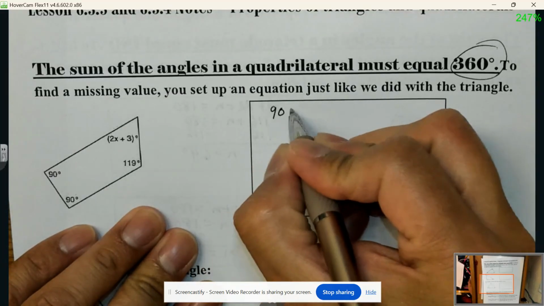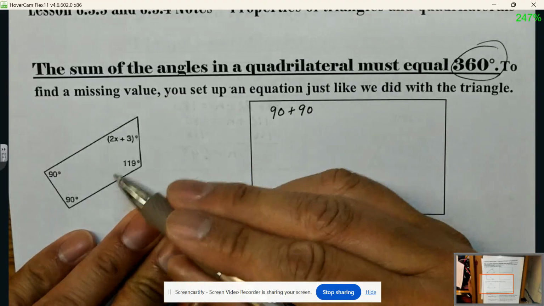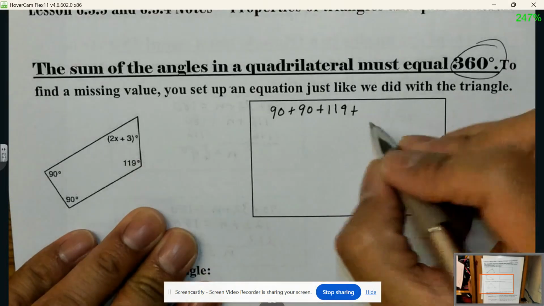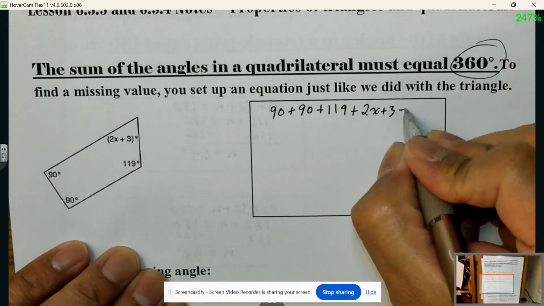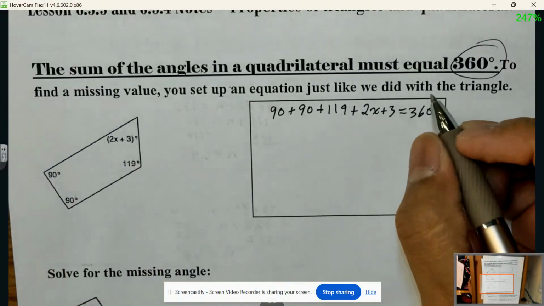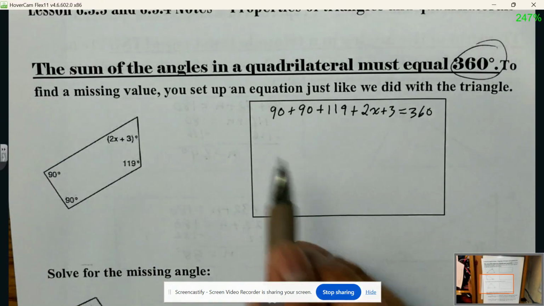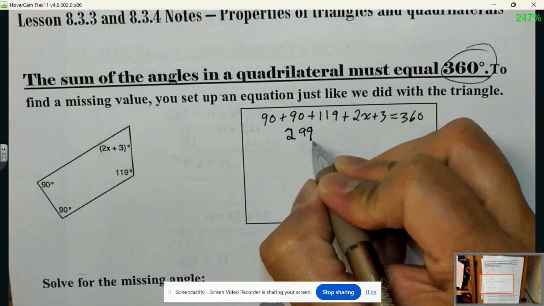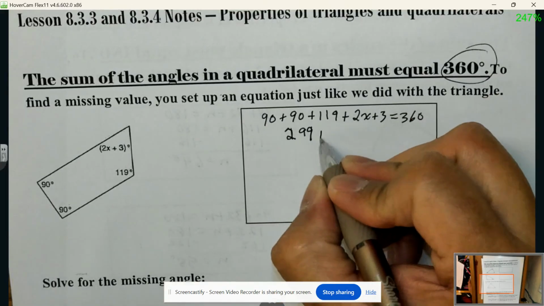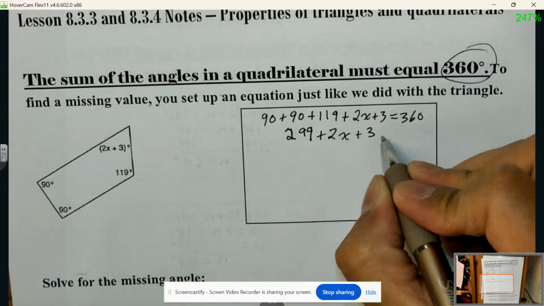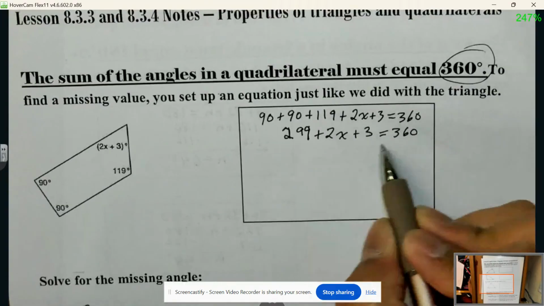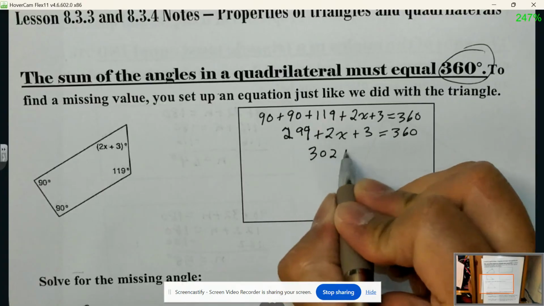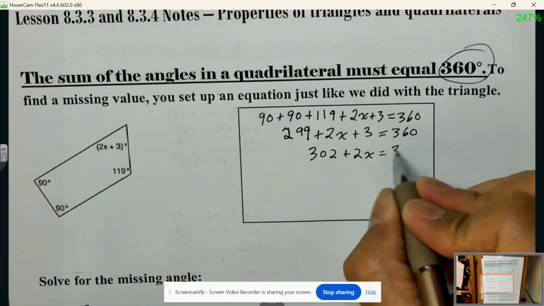We would go 90 plus 90 plus 119 plus 2x plus 3 equals 360 degrees. Okay, and then we add up, 90 plus 90 plus 119, which is 299, plus 2x plus 3 equals 360. And then we can still add the 299 and the 3, so that would be 302 plus 2x equals 360.